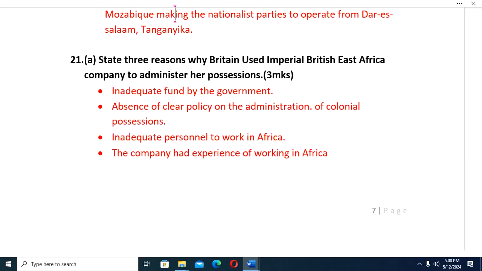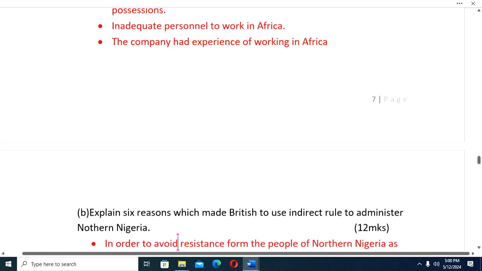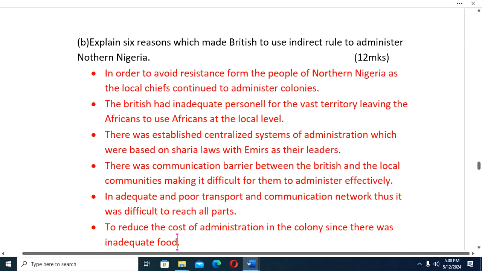Then, number 21, state 3 reasons why Britain used Imperial British East African Company to administer our possessions in East Africa. Inadequate fund by the government. Next, absence of clear policy on administration of the colonial possessions. Next, inadequate personnel to work in Africa. The company had experience of working in Africa, so they decided to use it to administer.